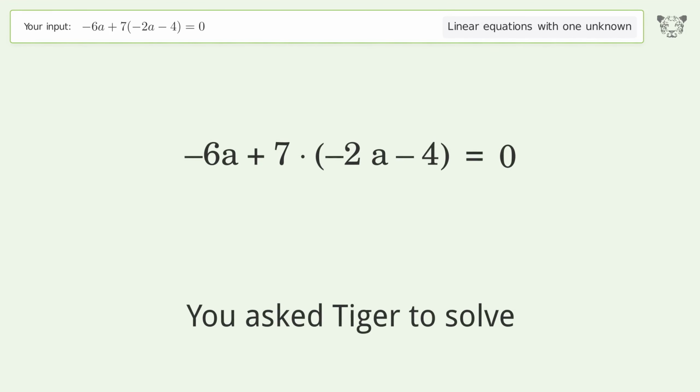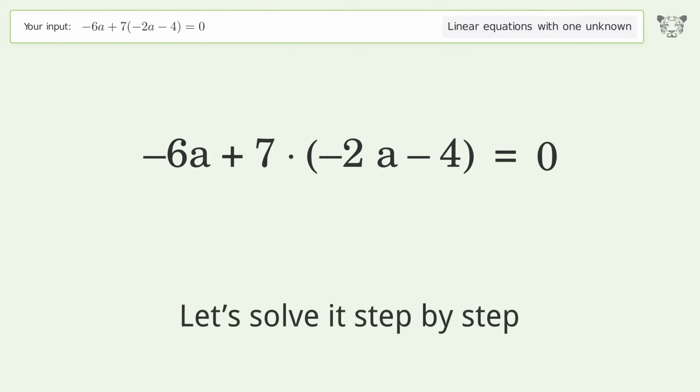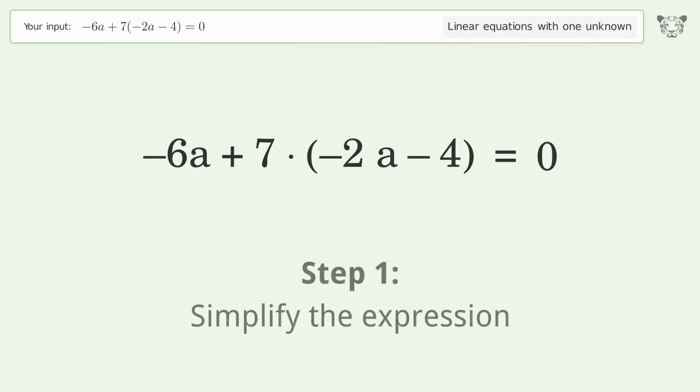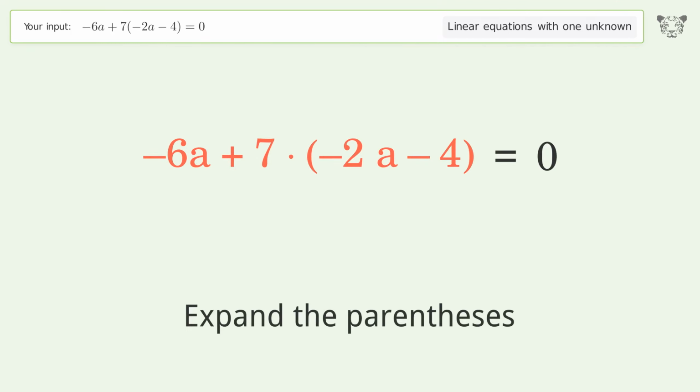You ask Tiger to solve. This deals with linear equations with one unknown. The final result is a equals -7/5. Let's solve it step by step. Simplify the expression. Expand the parentheses.